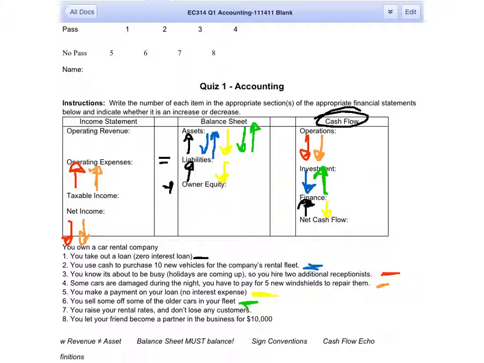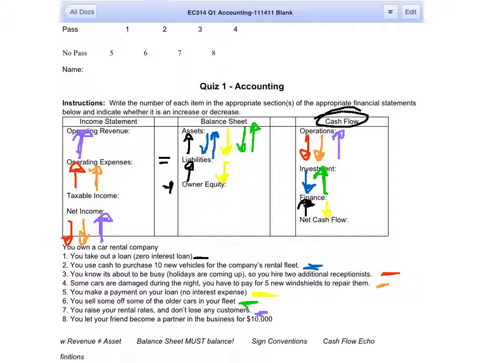Then let's switch to purple for this one, and say that you raise your rental rates and don't lose any customers. So operating revenue goes up, net income goes up because it always feeds through, and cash from operations goes up. And then we're going to have that friend become business partner again.